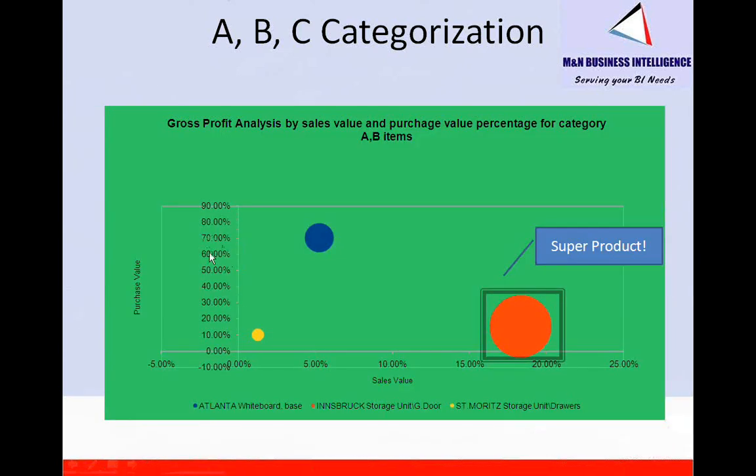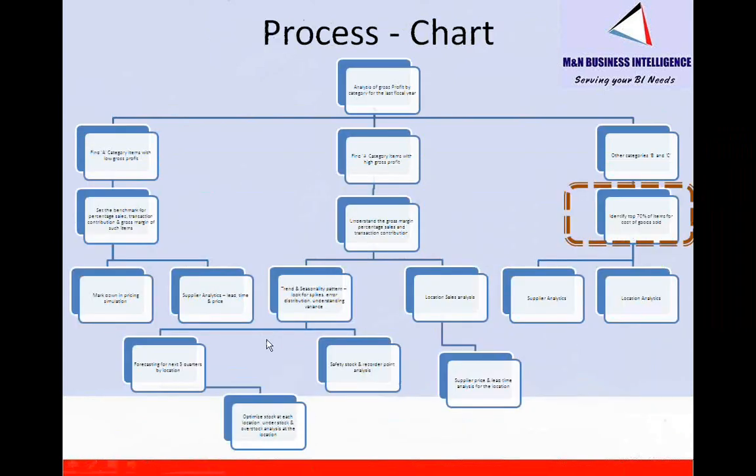If you look at this particular item, A and B within this particular item, you're looking at a high sales value, lower purchase value, and the gross profit will be given by the width of the circle. So now this is a super product, Innsbruck storage unit with door for category B, because it's got a very high gross profit, good sales value, and the purchase value is very low.